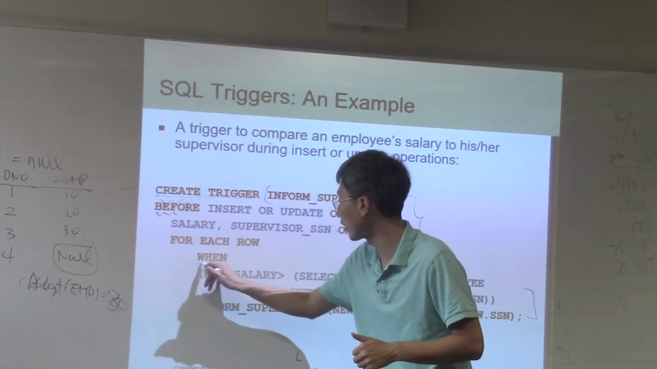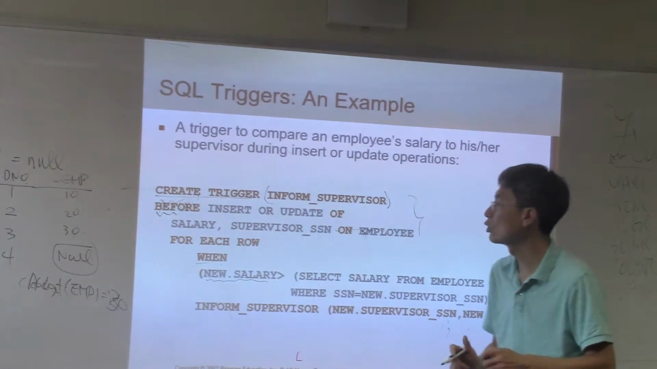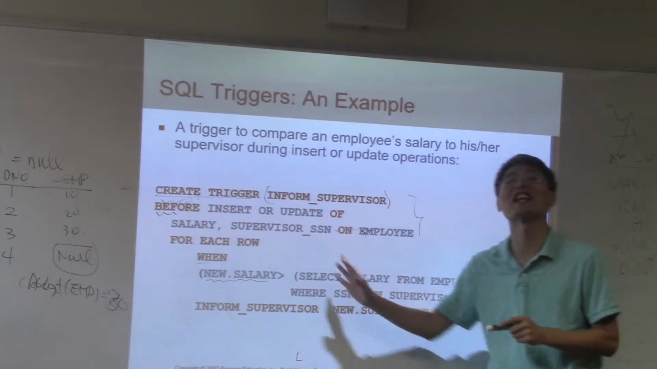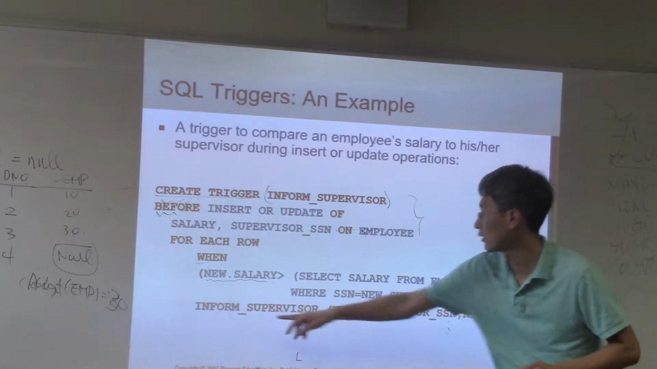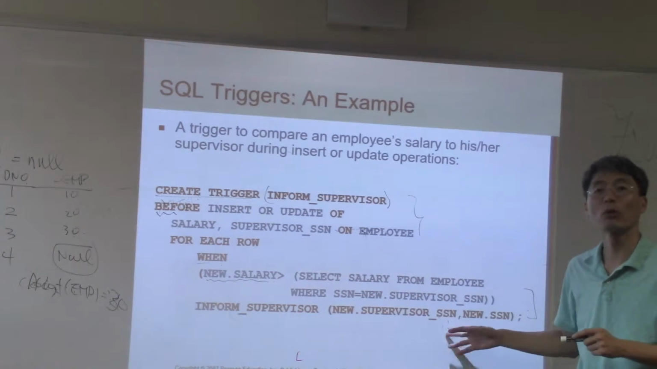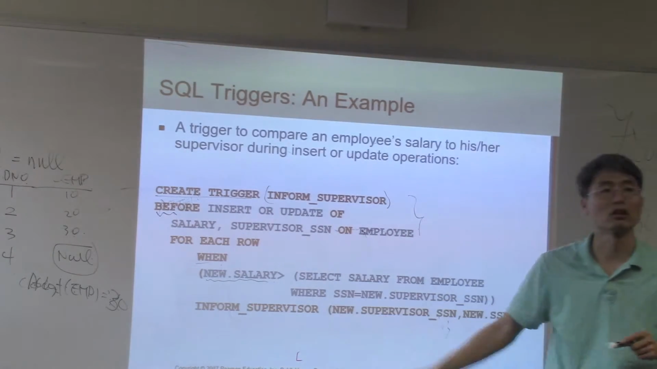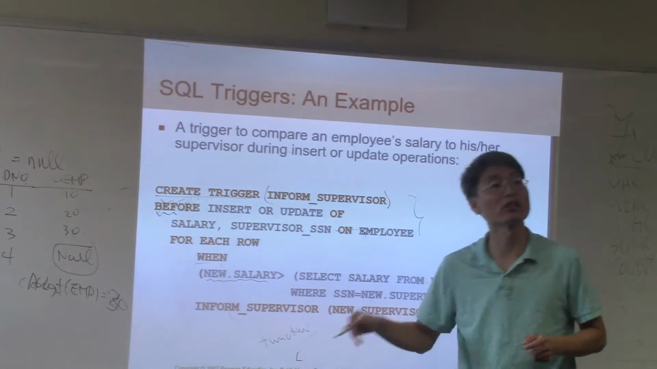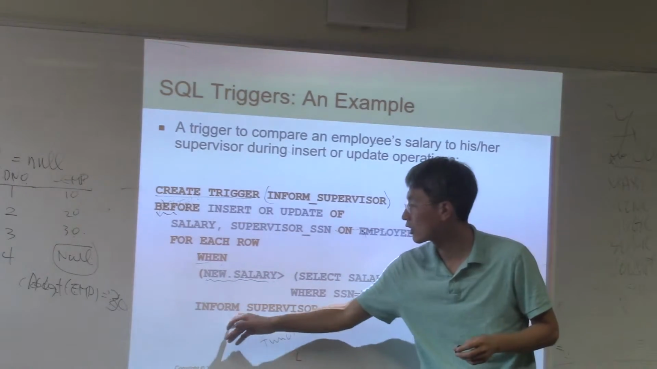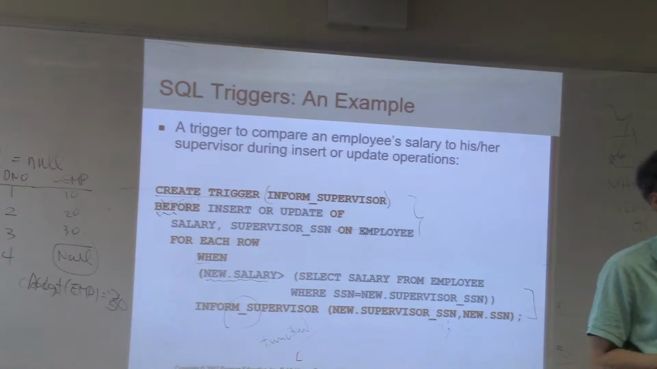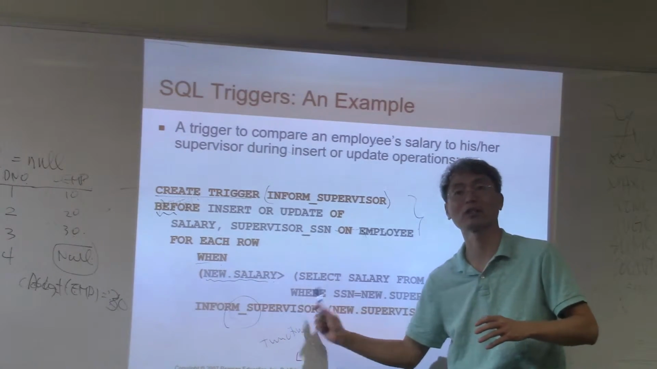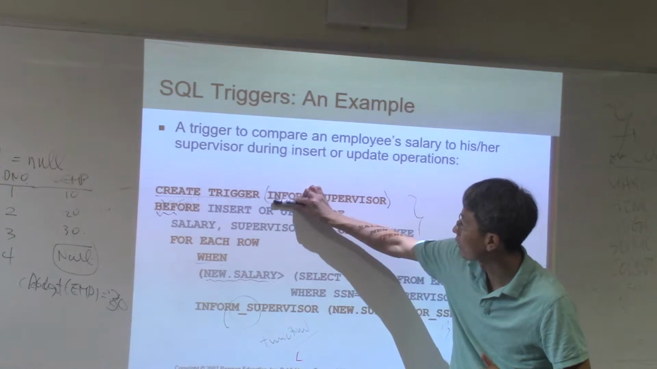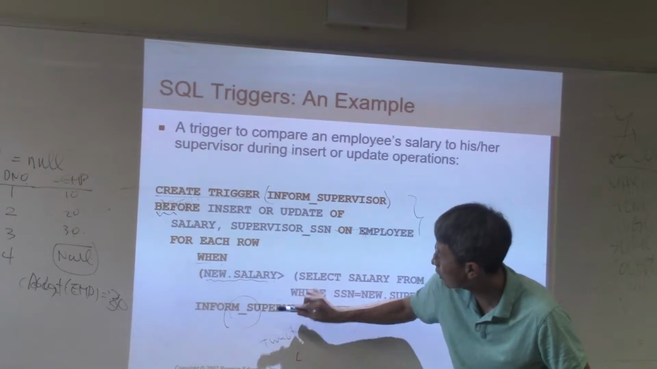Then check the condition: whether the new salary is bigger than the supervisor's salary. If yes, do some operation. We have not learned this yet; it is called a function. We will discuss it later in database programming. It's a user-defined function, not a database built-in function. Execute the function, informing that info. So this is an event, condition, and action.